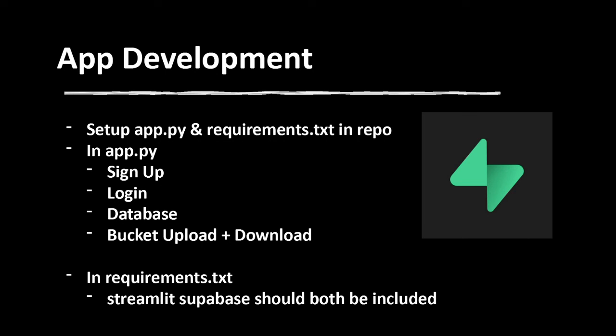What you'll see in the repo is an app.py and requirements.txt. We will want to set up a few functionalities in the app.py, including a sign-up option for Supabase, a login option so you can use the credentials you get during the sign-up to log into the application in Streamlit. Then we will also have a database integration, and we will also have a file upload for bucket upload and download features. And the requirements.txt, the big ones are going to be Streamlit and Supabase.